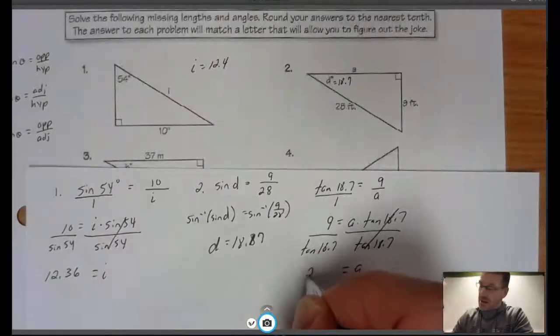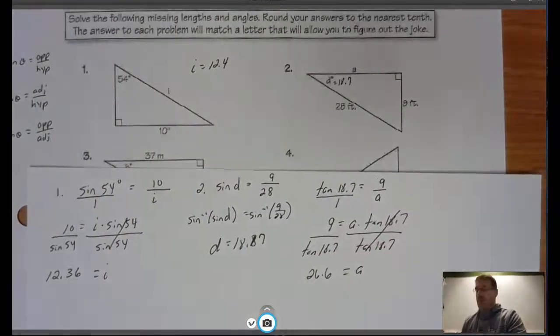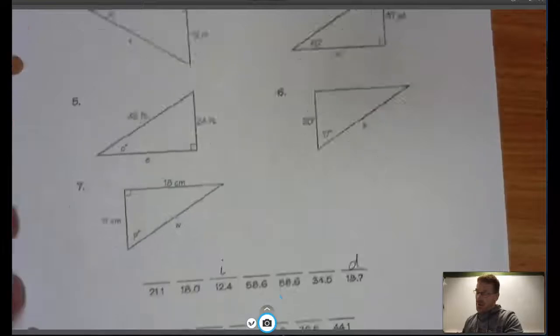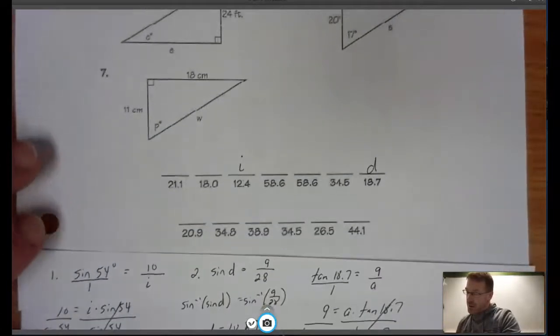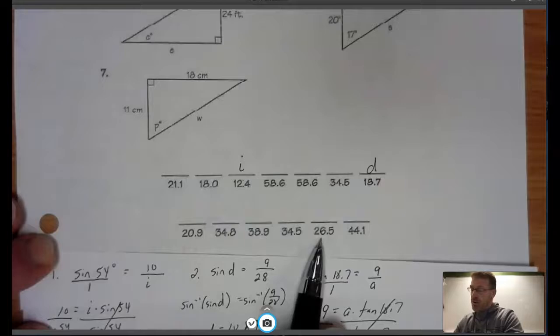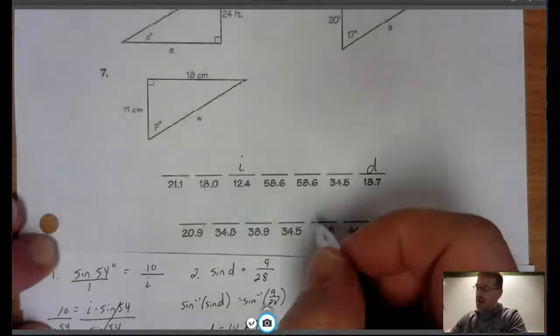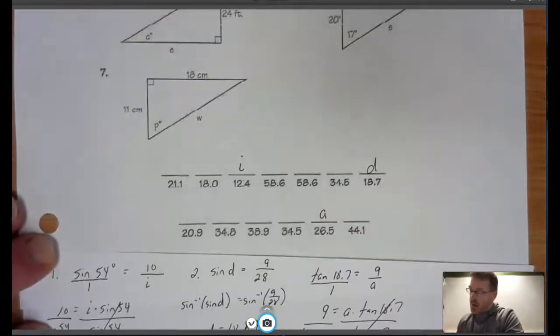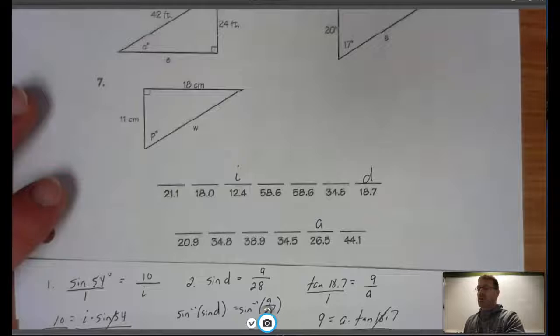All right, 26.6. If we come down here, do we have a 26.6, 26.5? That's pretty close, so I'm going to say that that's A right here. And you can see why the rounding is a big deal.